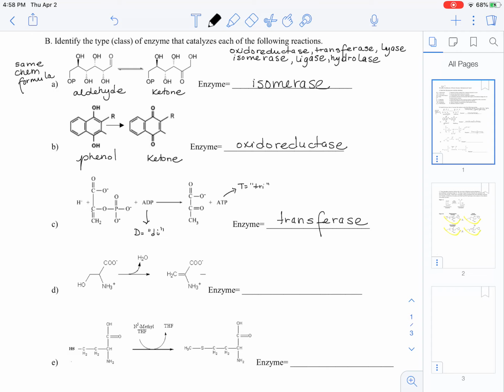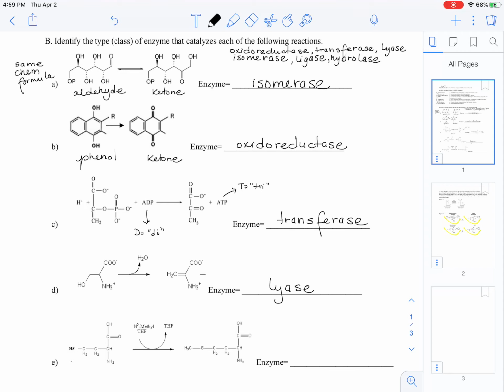On problem D on part B, here we have an amino acid. We have serine that gets dehydrated, and then the carbon that used to contain the OH has turned into a carbon that is double bonded to the alpha carbon in the amino acid. So in this case, because we are removing atoms and forming double bonds, this must have been accomplished by a lyase.